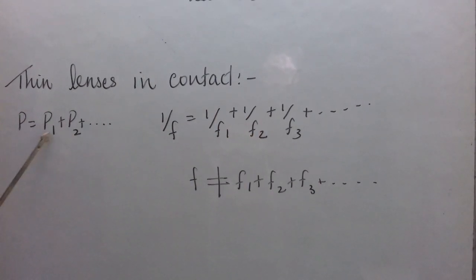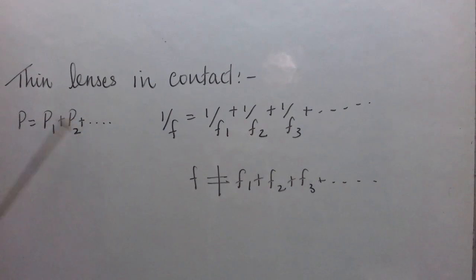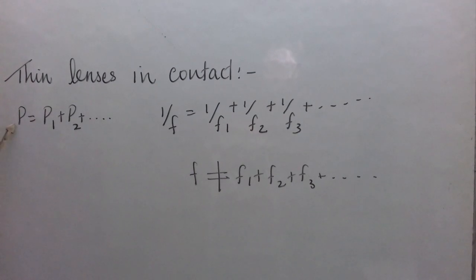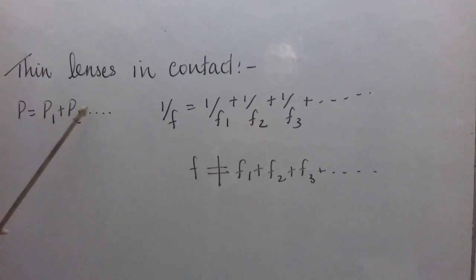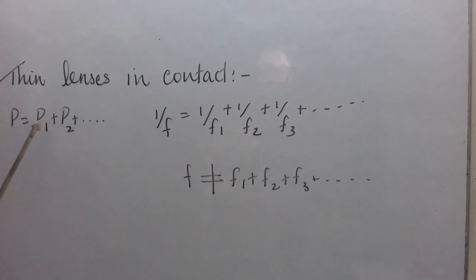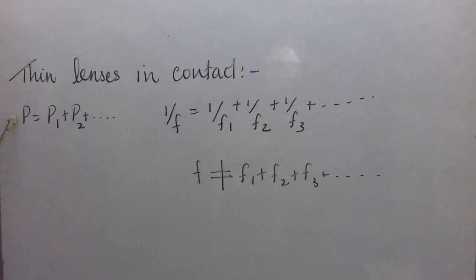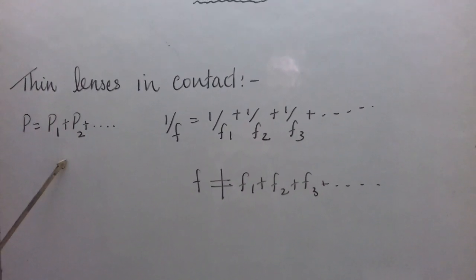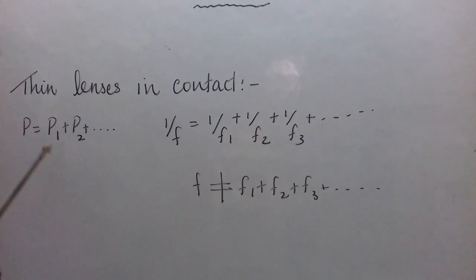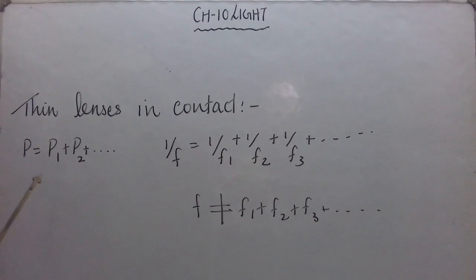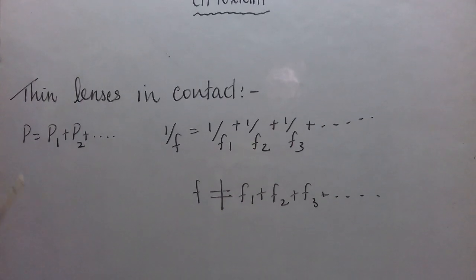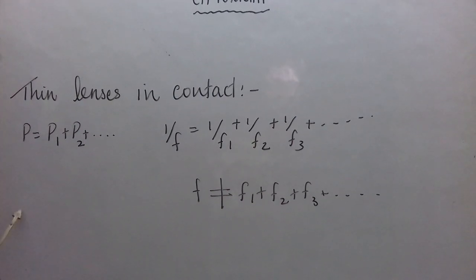It means the individual powers of the lenses are added to get the equivalent or effective power of the combination. When you add the powers, you take them along with their sign: positive for convex and negative for concave. If the final answer comes out positive, then the combination of lenses is behaving like a convex lens. If the final answer is negative, the combination is behaving like a concave lens. Hope this topic is clear to you. This is an additional topic, but you should know this.